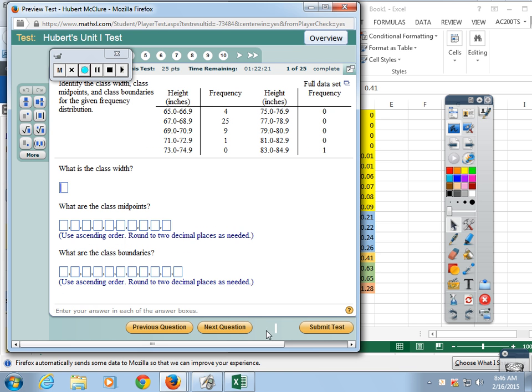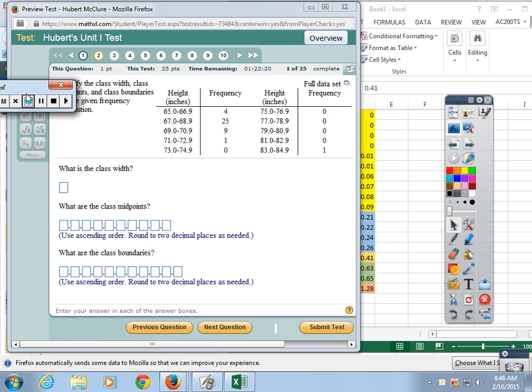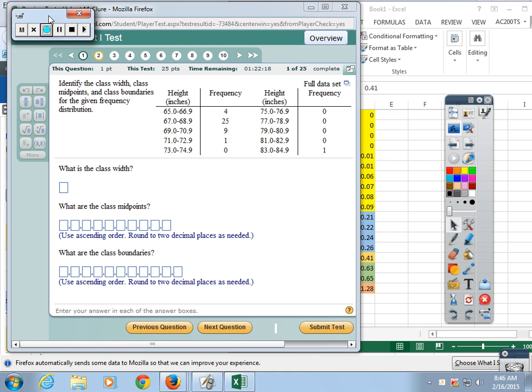Will your question be like that? Probably not. It'll probably have different numbers, or it's not going to be the same. Now, class width. What is the class width of this problem? 2. Find the first class midpoint. What's the first class midpoint?